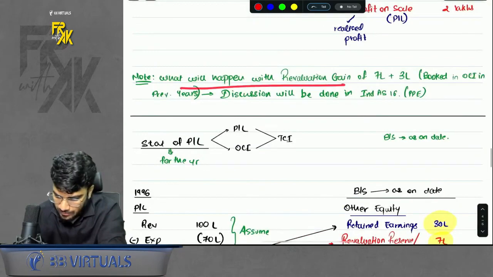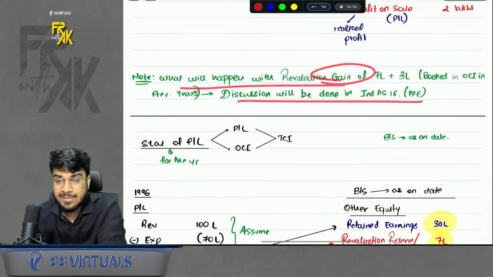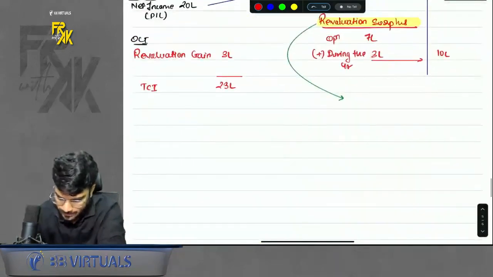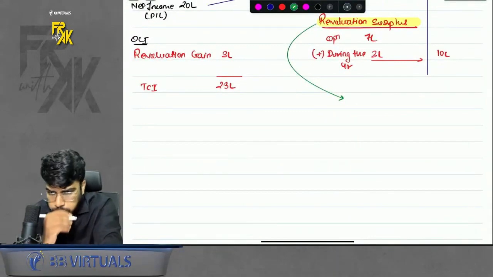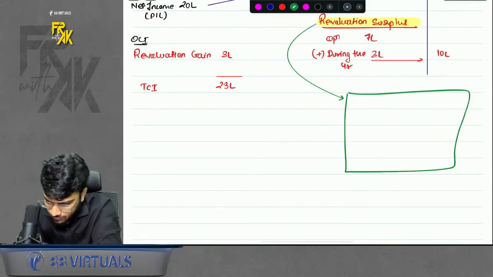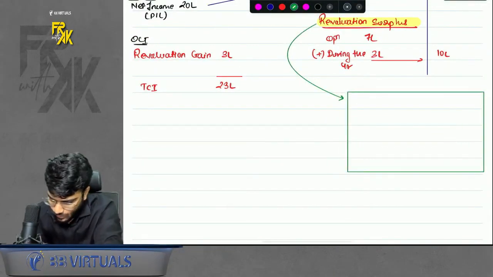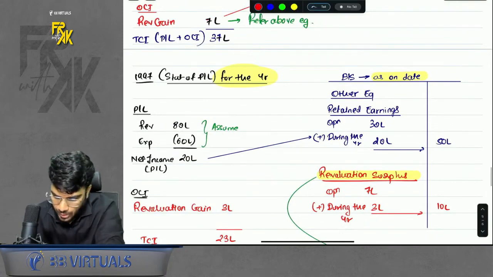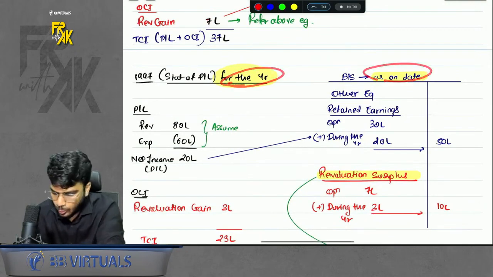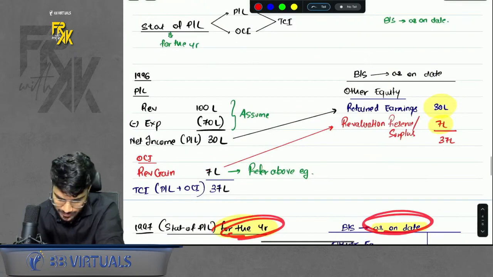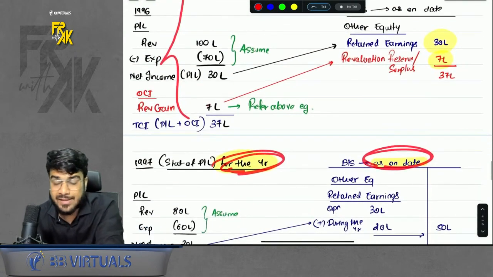We already wrote this, right? What will happen with the revaluation surplus? It will be discussed in IND AS 16. Let's write it down here as well. This is the only point which I wanted to highlight. So you understood now what is the meaning of as on date and for the year. Only to explain this point, I took the examples for the 2 years, 1996 and 1997.